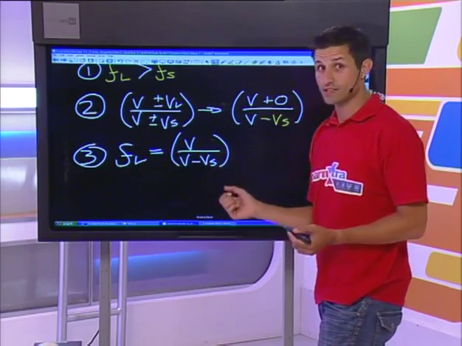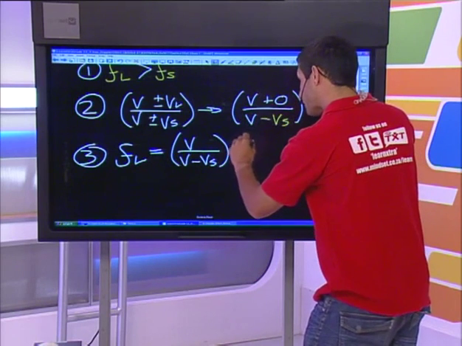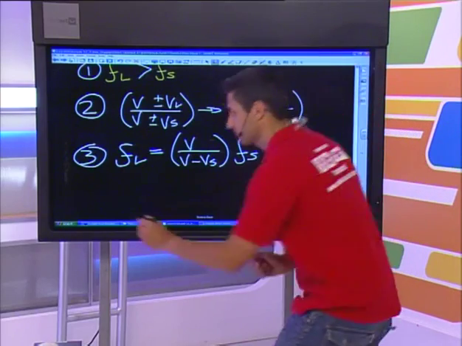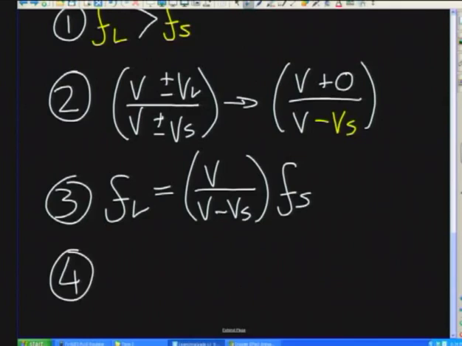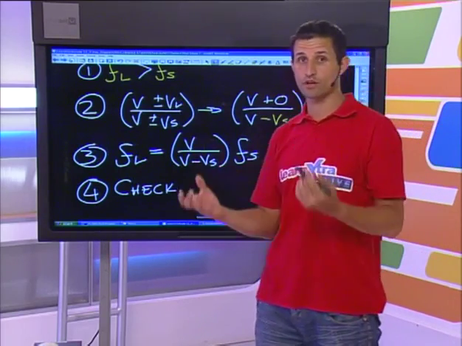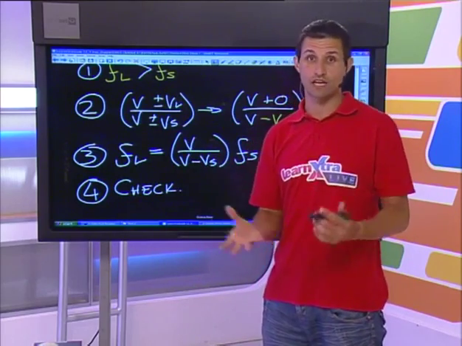So my frequency listened is equal to my Doppler fraction now, which is greatly simplified, multiplied by the frequency of my source. Once you put in your numbers, you check. We're going to check as our last step. If we check and we find that it's wrong, all that we need to do is swap the plus for a minus. We know that we went wrong in step 2, and that's okay. We can go back and fix it relatively easy.